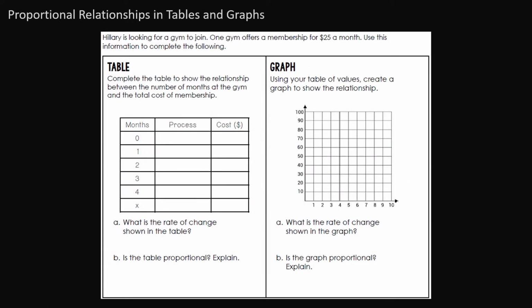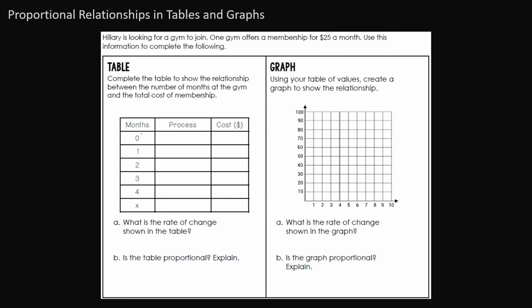So we are given a scenario where Hillary is looking for a gym to join. One gym offers a membership for $25 a month, and we're going to use this information to complete the table and the graph shown. So we are going to first start with the table, and we want to show the relationship between the number of months at the gym and the total cost of the membership.